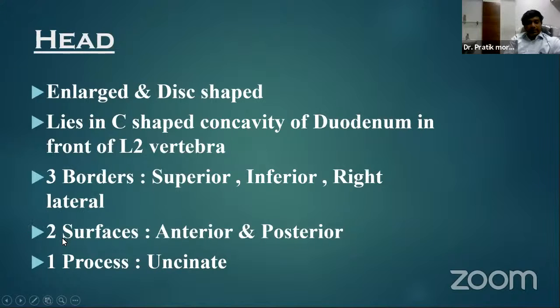Then two surfaces. One is the anterior surface and another is the posterior surface. And one process, that is the uncinate process.